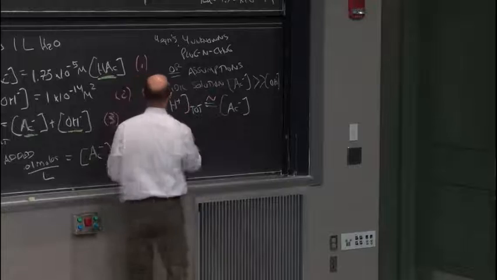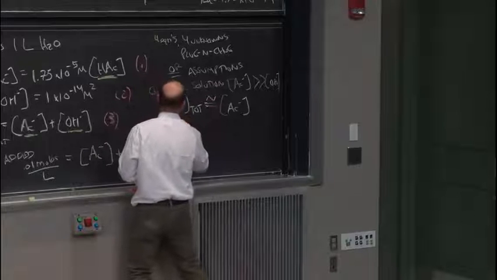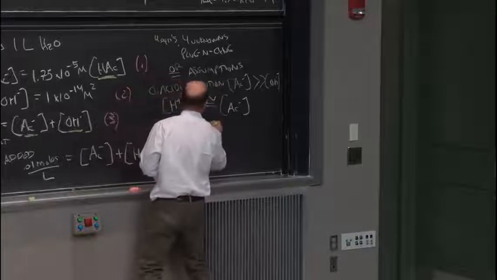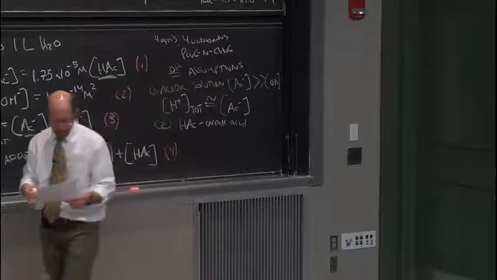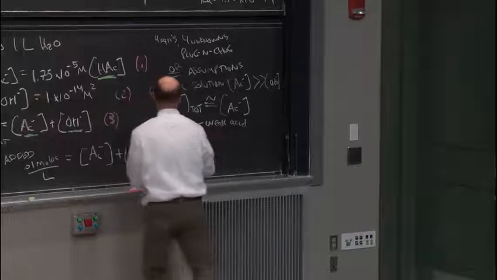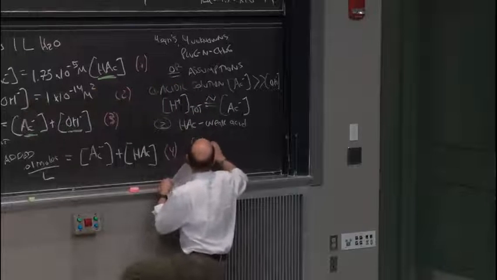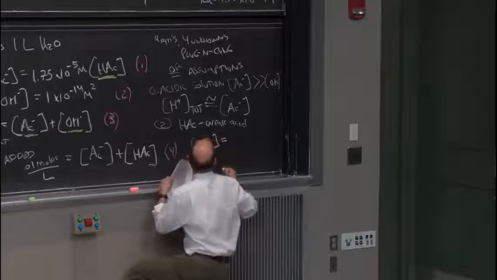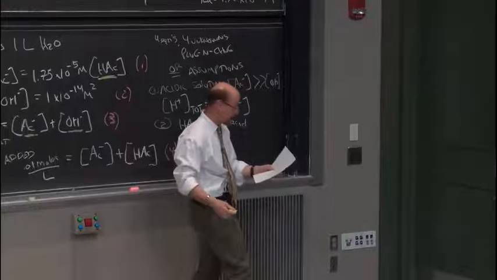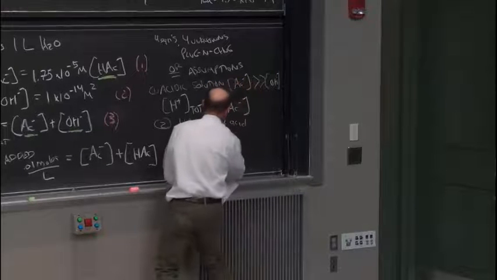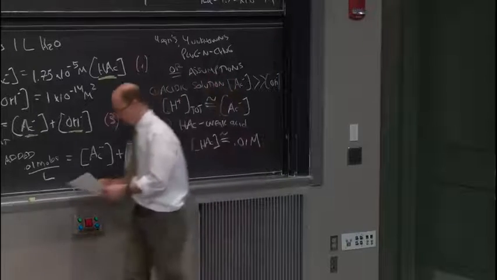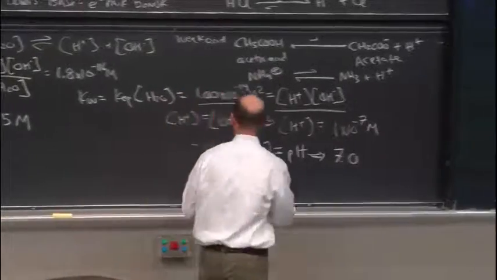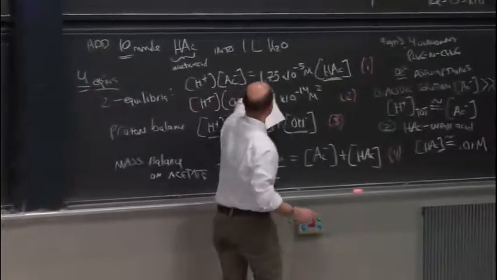Okay? The second assumption we can make is I told you that acetic acid is a weak acid. So it doesn't dissociate very extensively. So maybe that means that the concentration of acetic acid at the end isn't that dissimilar from what I added, because not a lot of it dissociated. So I can say that maybe this is about equal to the amount I added, 0.01 molar. Okay? And so with those assumptions now, I can go back to equation 1. This is the equation that I'm going to use.